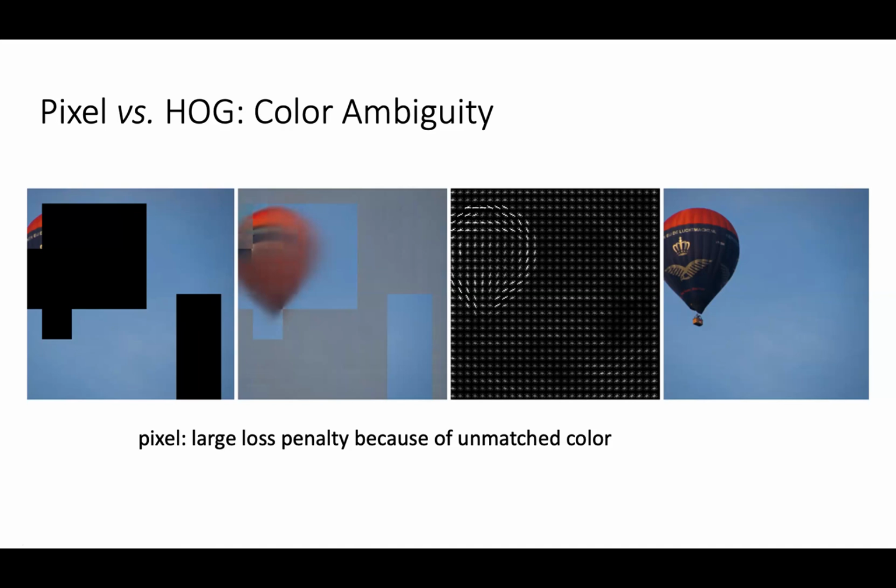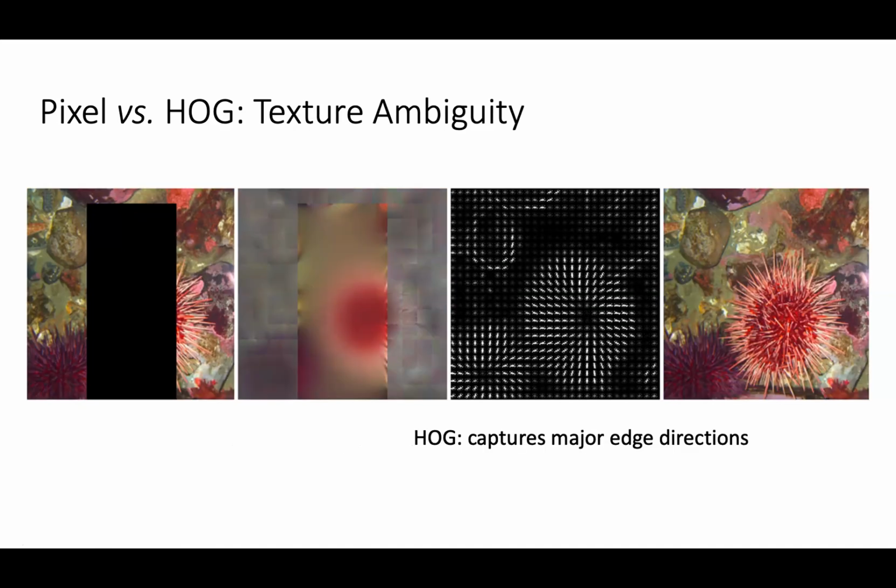Another thing might be if you think about textures. What you see here is the prediction for this masked out region in the pixel space. It's quite blurry. It doesn't really capture what is here. But the HOG prediction for the same input looks like this. So it's capturing the texture details about this object.